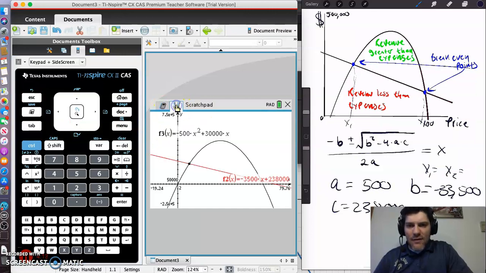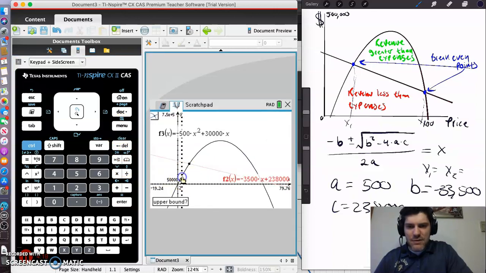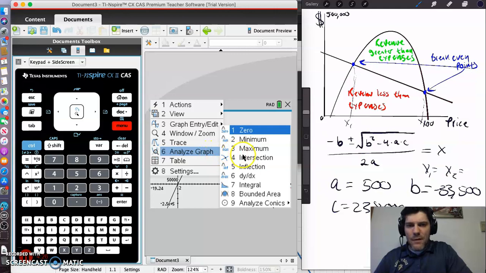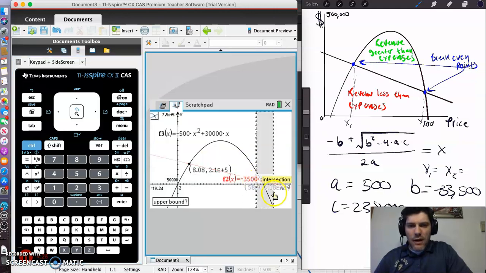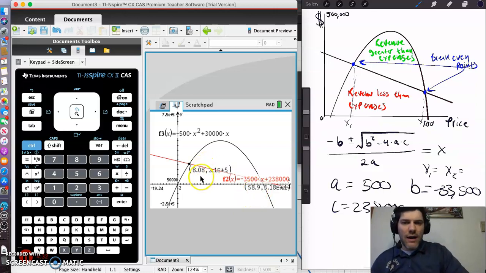We can take this graph that we have here, and we can actually go into our menu feature, analyze the graph, and look for intersections between low and high, and there we go. We can continue this for the upper end as well. Low and high, doesn't matter where. It's telling us that we can sell for $58.9 or $8.08 and we'll break even.